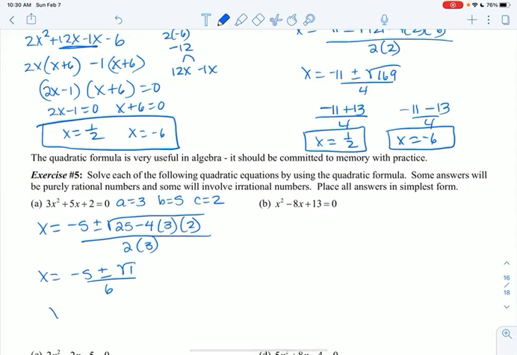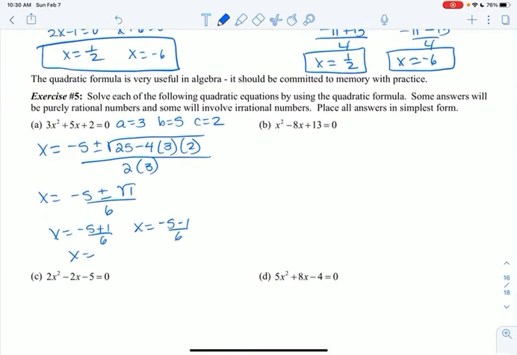So really it's just negative 5 plus 1 over 6, and negative 5 minus 1 over 6. So this gives me negative 4 over 6, which is negative 2/3. There's one answer. And this gives me negative 6 over 6, which is negative 1. All right. So this one I could have factored.